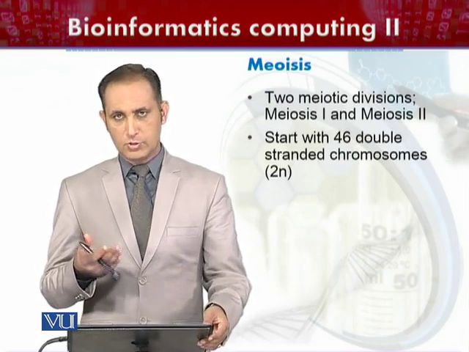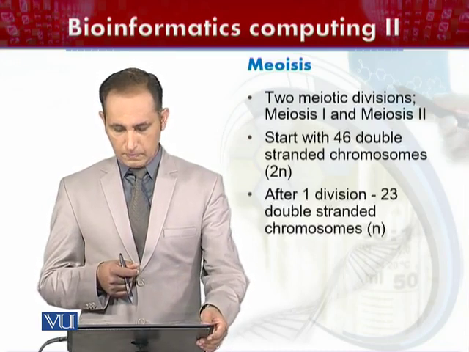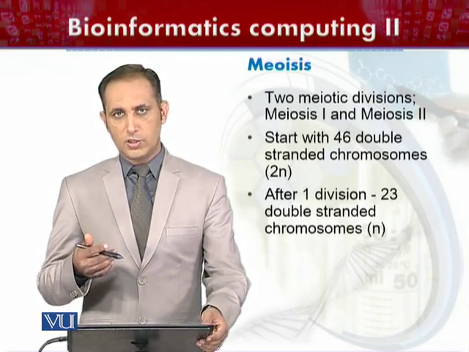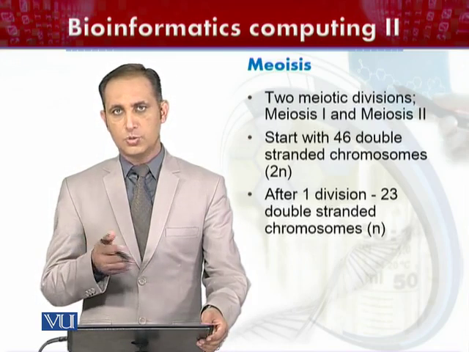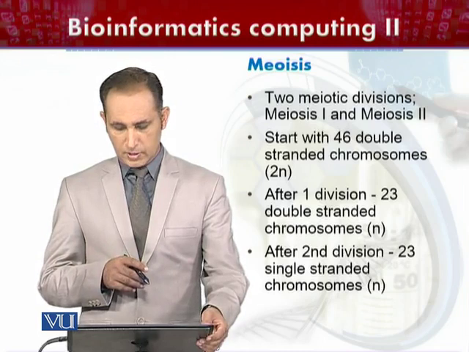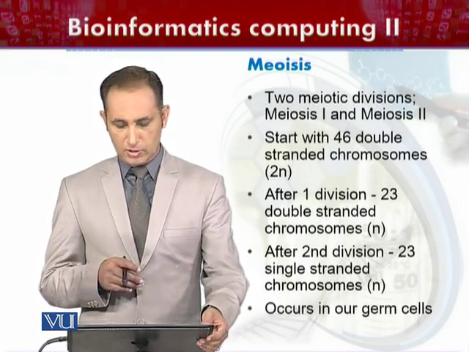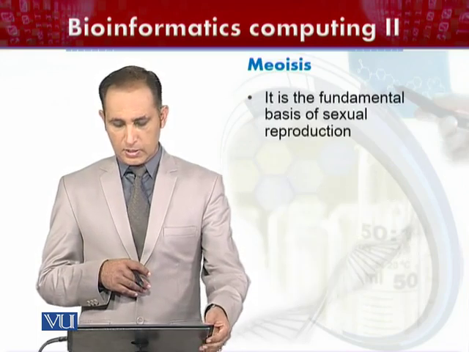Actually, it was 46, which was 2n. After one division, it will yield 23 as compared to the total 46 of the parental cell. And after the second one, again, the haploid number will be received by all the four daughter cells.